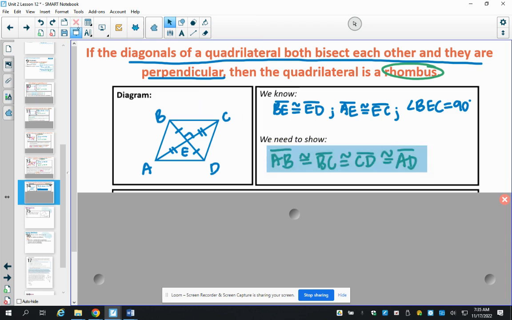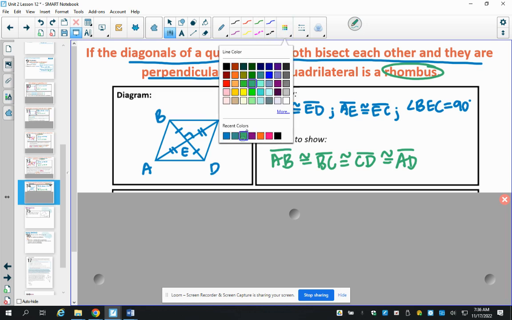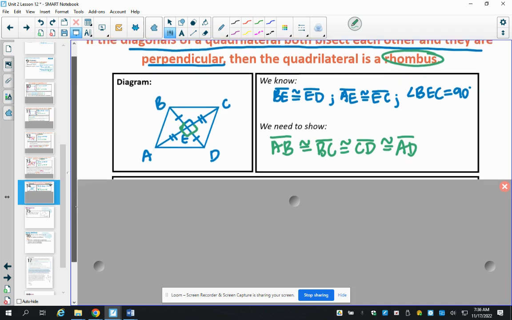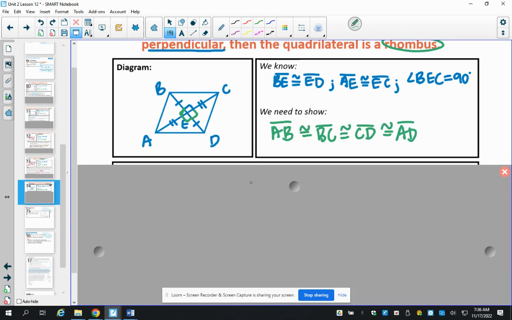And a rhombus means that all the sides are congruent. So we need to show that all these sides are congruent. If we look at this, hopefully we see that all these triangles are actually congruent, because we've got a 1 tick mark and a 2 tick mark side on all of them. And then we also have 90-degree angles everywhere, since these are perpendicular. So all of these are 90-degree angles. So once we prove that all those triangles are congruent, then their corresponding parts are congruent. And then that would be all the sides are congruent.